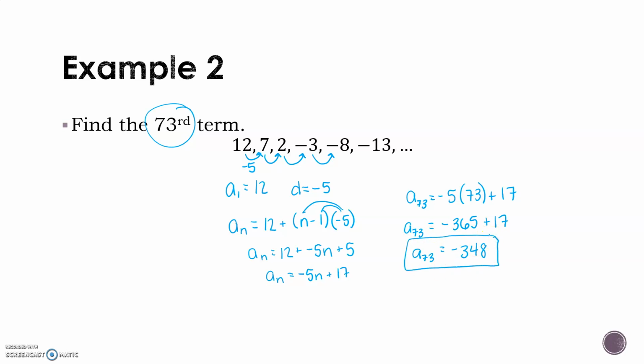So yesterday it didn't really seem like writing these formulas made much sense or took a lot of effort. However, we see today that an explicit formula is very helpful because it allows us to find the value of one of these later terms, like 73.